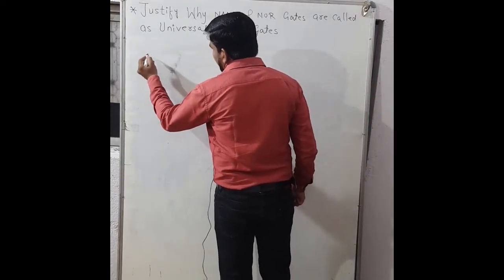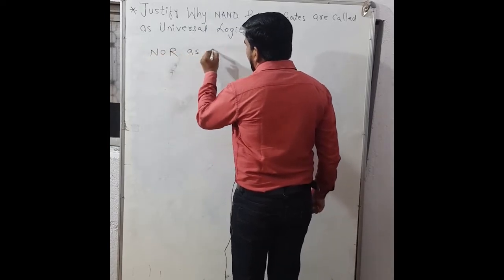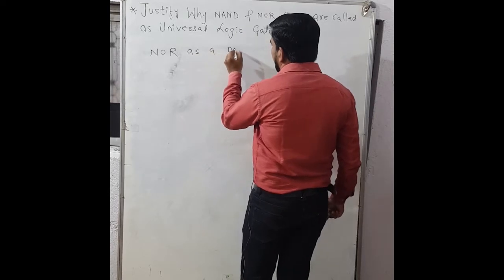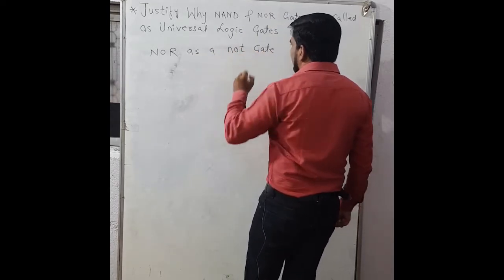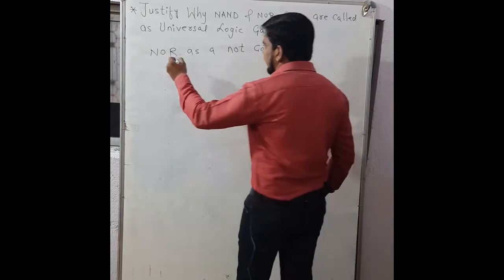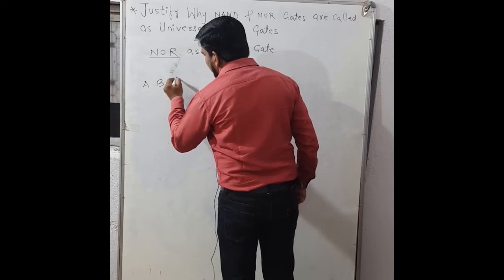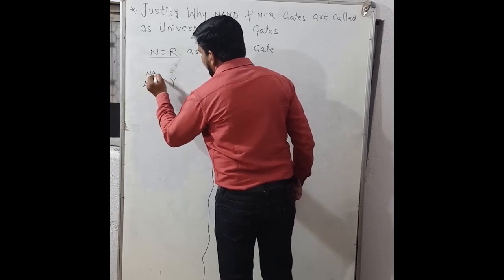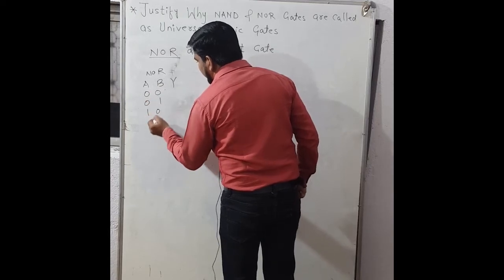We know that NOR gate can work as a NOT gate. How can this NOR gate work like a NOT gate? We know the truth table of a NOR gate is the complement of OR gate: 0 0, 0 1, 1 0, 1 1.